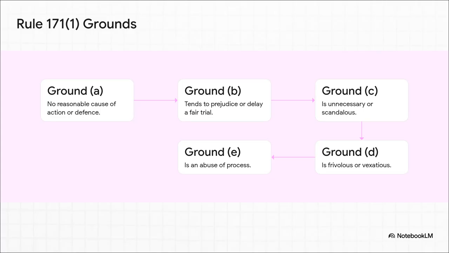All right, here they are. These are your 5 gateways under Rule 171, Subrule 1. Your application must hang its hat on at least one of these. So paragraph A, it discloses no reasonable cause of action or defense. Paragraph B, it has a tendency to prejudice or delay the fair trial. Paragraph C, it's unnecessary or scandalous. Paragraph D, it's frivolous or vexatious. And finally, E, it's otherwise an abuse of the process of the court. Seriously, drill these into your brain. Rule 171, Subrule 1, paragraphs A through E.